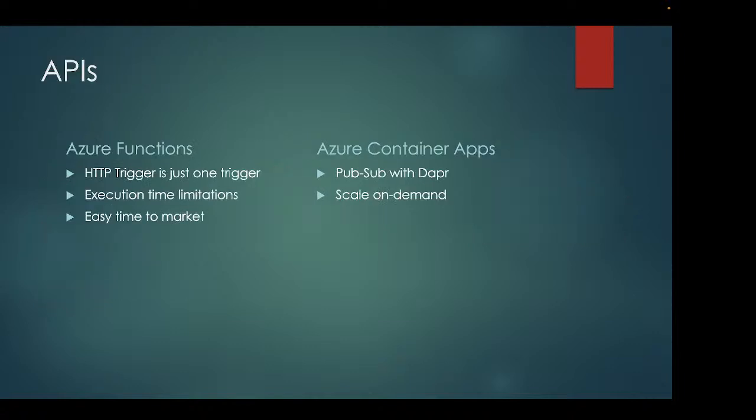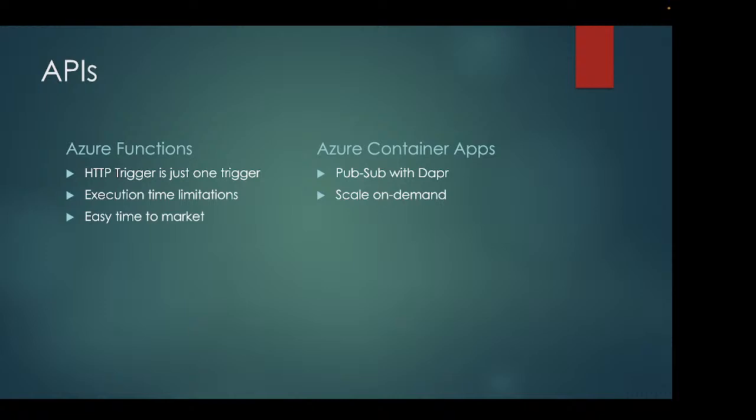And one other famous example is APIs. Now, when we think about APIs, we can think about multiple ways of hosting it. There are multiple options available there, but I would like to think about comparing two of the options available there. First one is the Azure Functions.